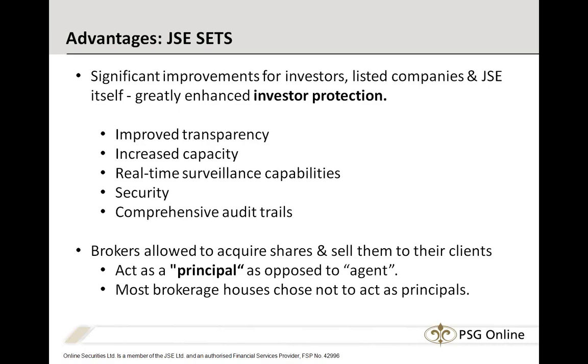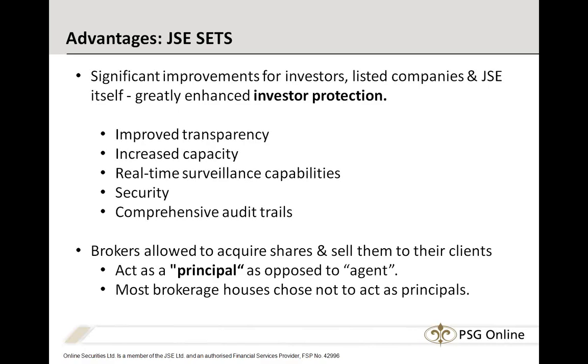Bottom line, increased investor protection. There's more transparency because there's a paper trail now. There's increased capacity. We can do more trades. The average on the market is about 15 billion a day. We've been as high as close to 25 billion. So the idea here is that when I say investor protection, there's real-time surveillance, there's security, and as I say, it provides that audit trail.